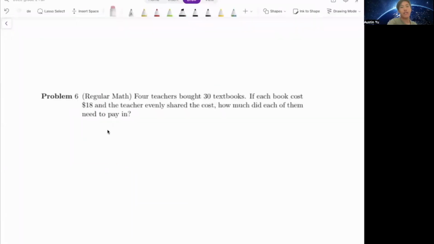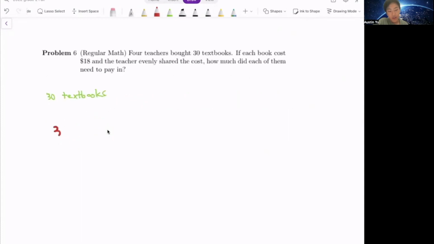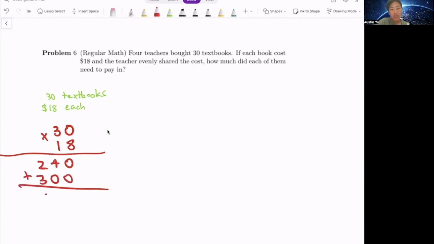4 teachers bought 30 textbooks. If each book costs $18 and the teachers evenly split the cost, how much did each of them need to pay? We have 30 textbooks at the start, and each of them costs 18 bucks. Therefore, we need to multiply this together. So 30 times $18, because it's $18 each. So let me just write on the top $18 each. And then we multiply these two numbers together. 30 times 8, that would just be 240. And then 30 times 10, that would be 300. When added together, this would just be $540 total for these 30 books.